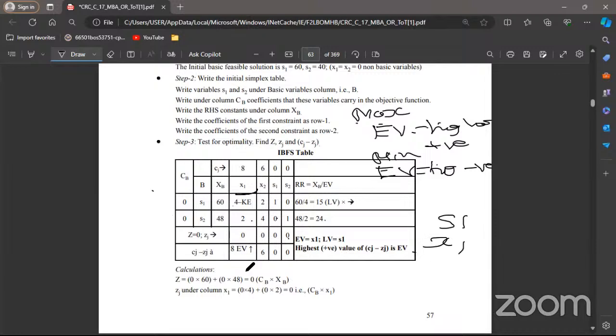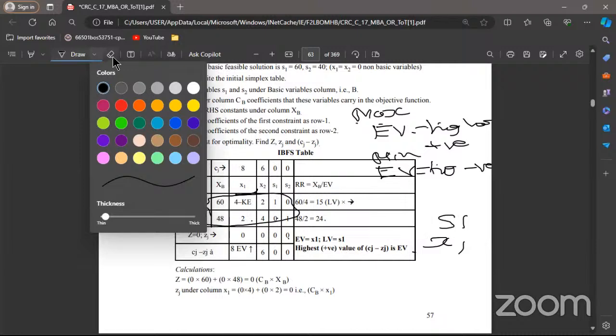In the next table, you will have X1 instead of S1. Is that clear? And all these values will also be changed. Now, which is the key row? First row or second row? First row.